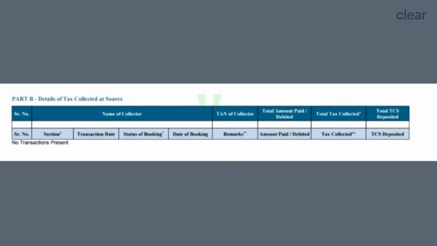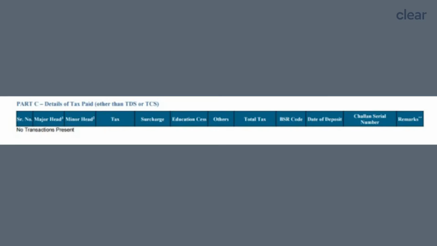Part B of Form 26AS shows the details of tax collected at source by the seller of goods. Entries are present here if you are a seller and tax is collected by you. If you have deposited any tax yourself, that information will appear in Part C of Form 26AS. For example, details of advance tax as well as self-assessment tax paid during the financial year are present here. It also contains details of challan through which the tax was deposited.